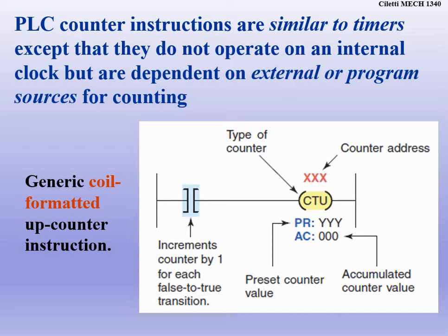We have a preset counter value, and then we have the accumulated count. The preset counter value is what we set it to. We want it to count to 5, or we want it to count to 10. The accumulated counter value is what it's at in the count. And then we have a contactor in the front that initiates the count for each false to true. So for us, that's rising edge of the clock.